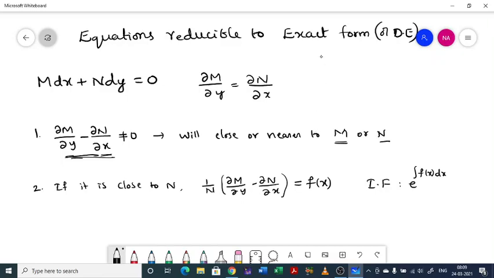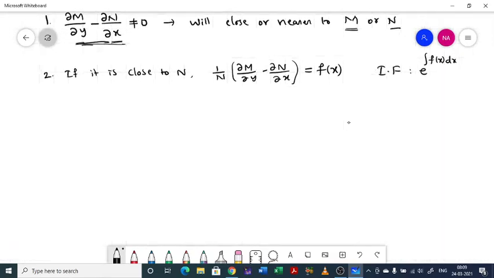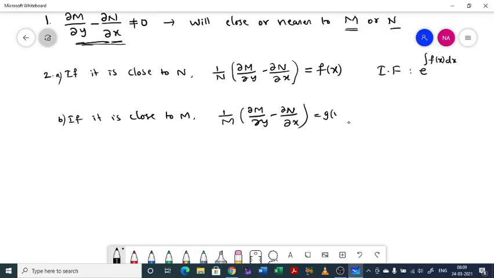The second case is when the difference is close to M. Then you have to consider the product 1/M times ∂M/∂y minus ∂N/∂x, which will be a function of y alone, which we call g of y. In that case, the integrating factor will be e to the power minus integral g of y dy. So in both cases we get a particular integrating factor.